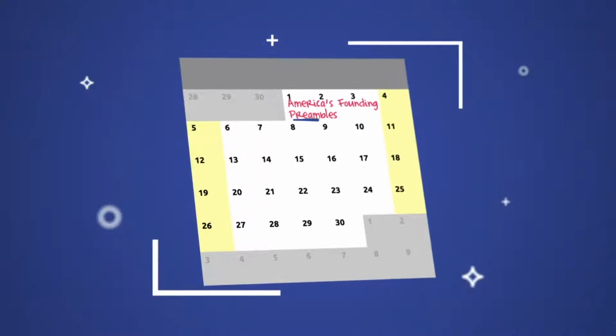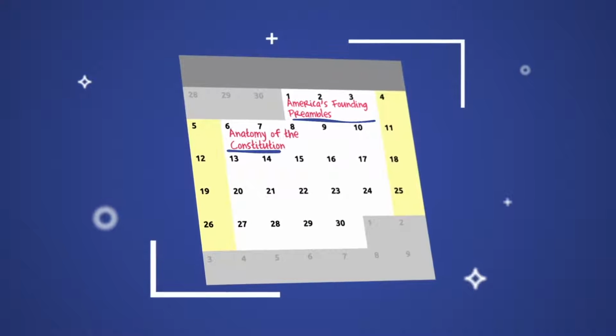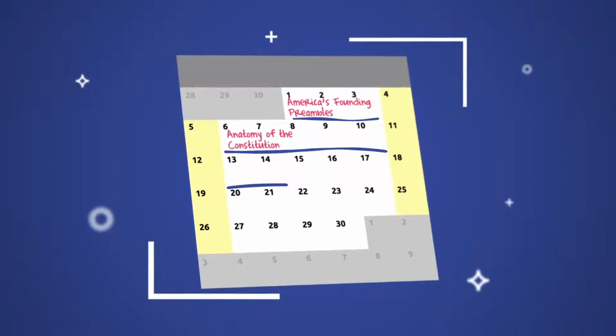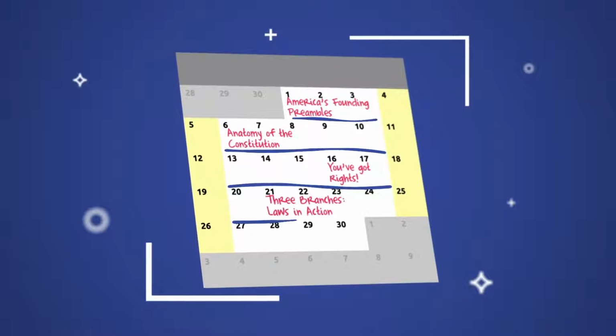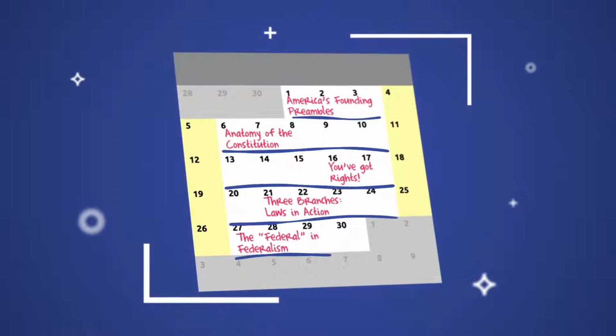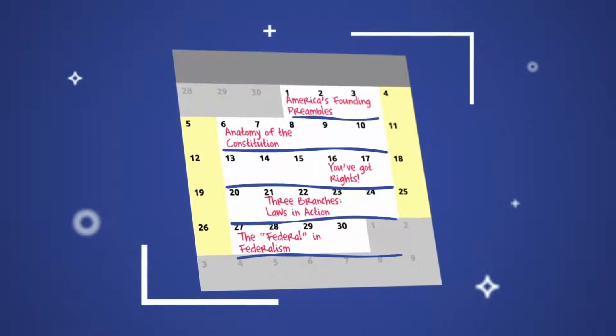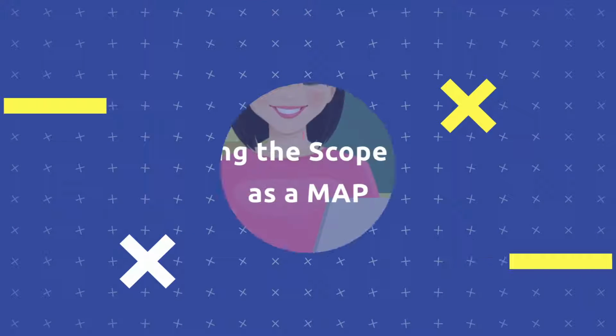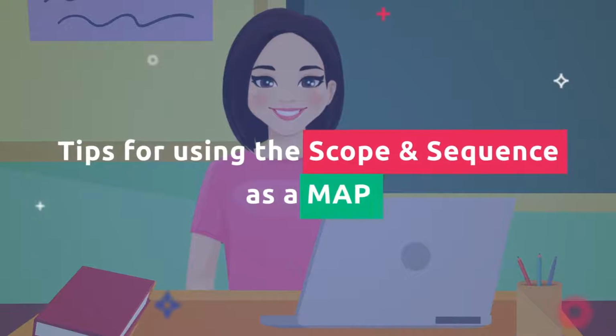It's all laid out. And if you're feeling adventurous, mix up your route. While our resources build and support an ongoing instructional experience, you can always integrate other resources. You can't break the scope and sequence, but you can make it your own. Tips for using the scope and sequence as a map.